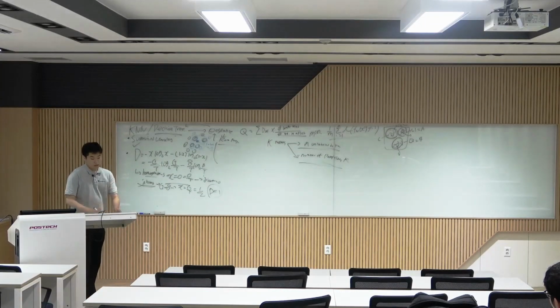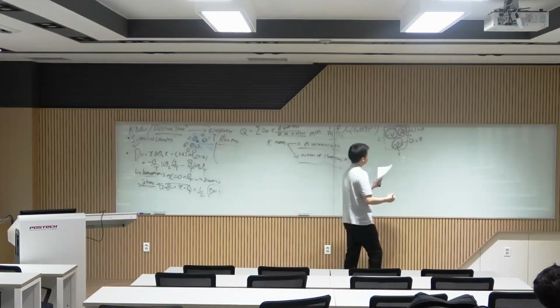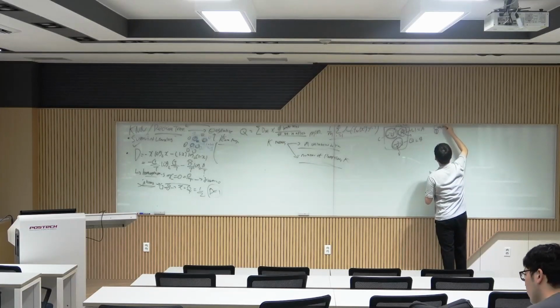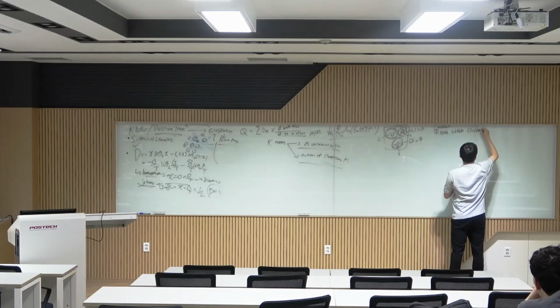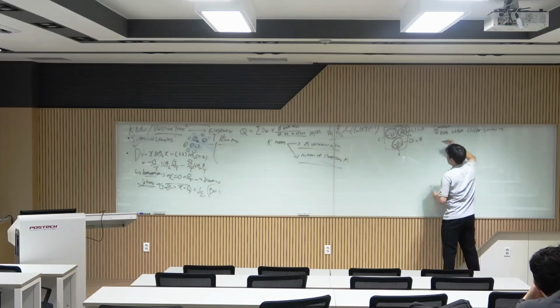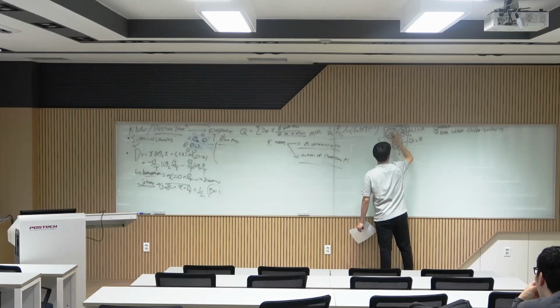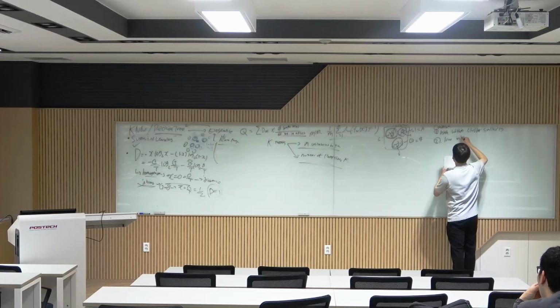First condition is high within-cluster similarity. Conditions for good clustering: high within-cluster similarity. So this basically means that within each cluster, all data points should be very similar. And the second is low inter-cluster similarity.